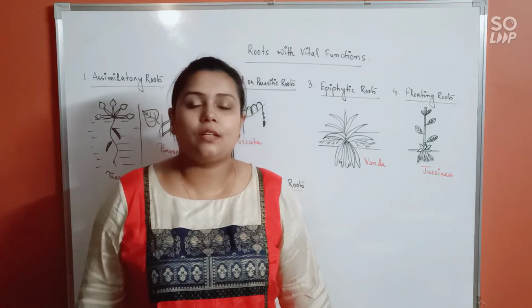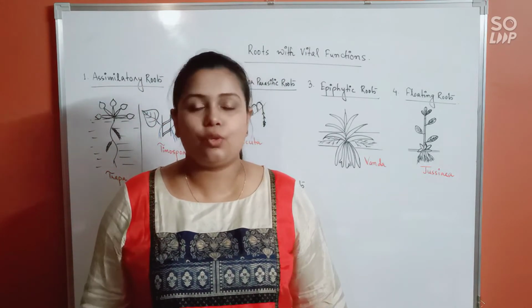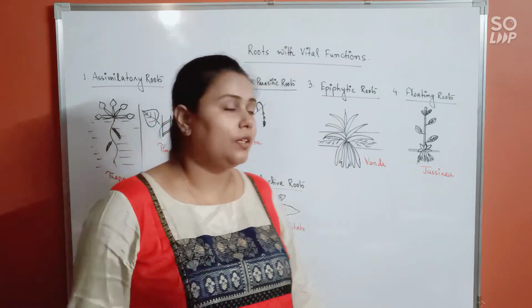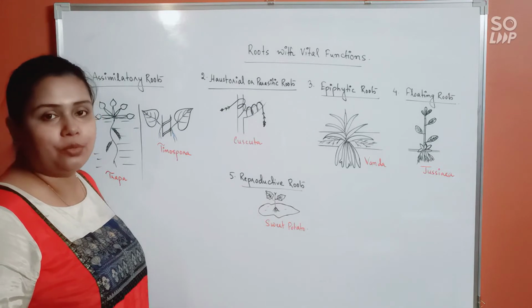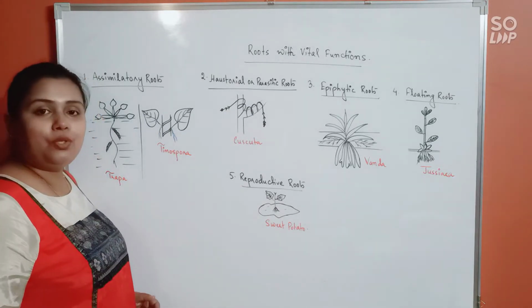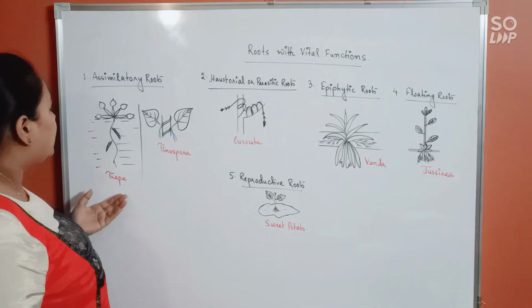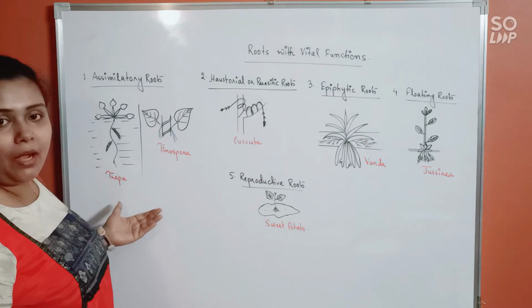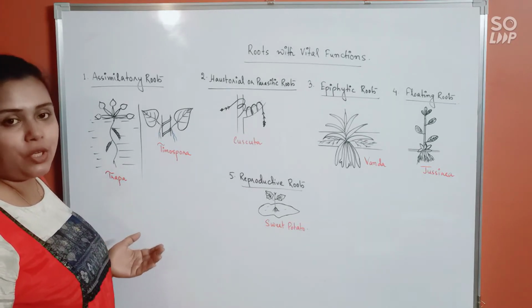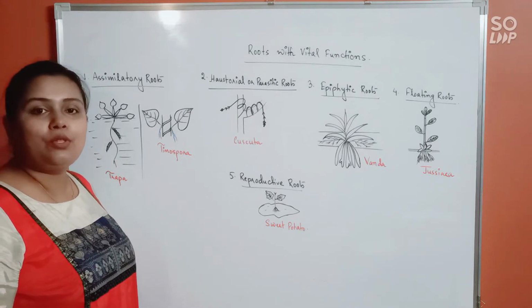We are here to discuss a few important roots which have some vital functions to perform. So let us start with assimilatory roots or photosynthetic roots. These are the roots which allow photosynthesis to occur. This type of root is seen in aquatic plants like trapa, which is commonly known as water chestnut. Also it is found in a terrestrial plant, Tinospora.